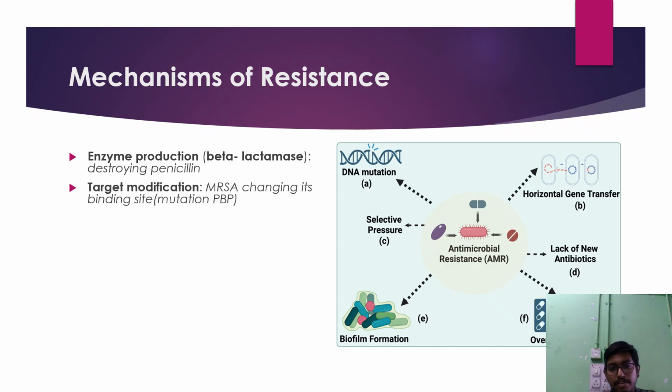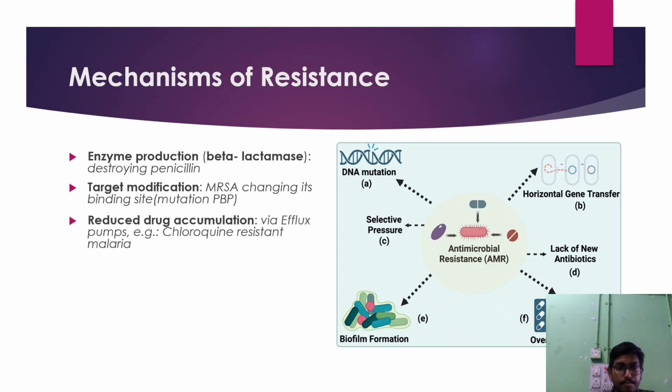Then target modification, for example MRSA, methicillin-resistant Staph aureus, changing its binding site, that is a mutation in PBP, penicillin binding protein. That's why the resistance occurs. Now, reduced drug accumulation via efflux pumps, for example chloroquine-resistant malaria. The malaria parasites efflux the chloroquine drug, that's why the resistance occurs.